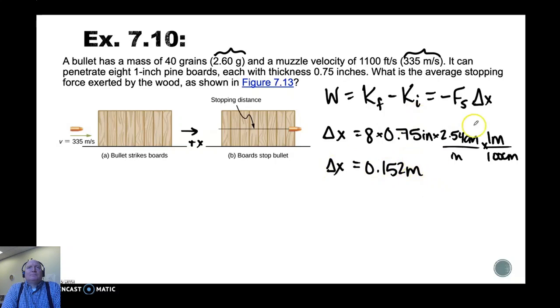Now, from our equation here, we also need to evaluate this portion here. We're stating that the bullet passes through all of these and then stops at the very end. So we can assume that our kinetic energy at the final position is 0. We are saying that it lost all of its kinetic energy through the boards. So our kinetic energy final is 0.